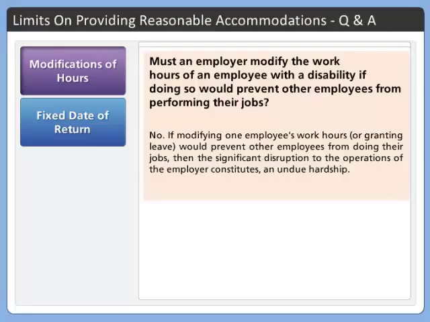Modification of hours. Must an employer modify the work hours of an employee with a disability if doing so would prevent other employees from performing their jobs? No. If modifying one employee's work hours or granting leave would prevent other employees from doing their jobs, then the significant disruption to the operation of the employer constitutes an undue hardship.